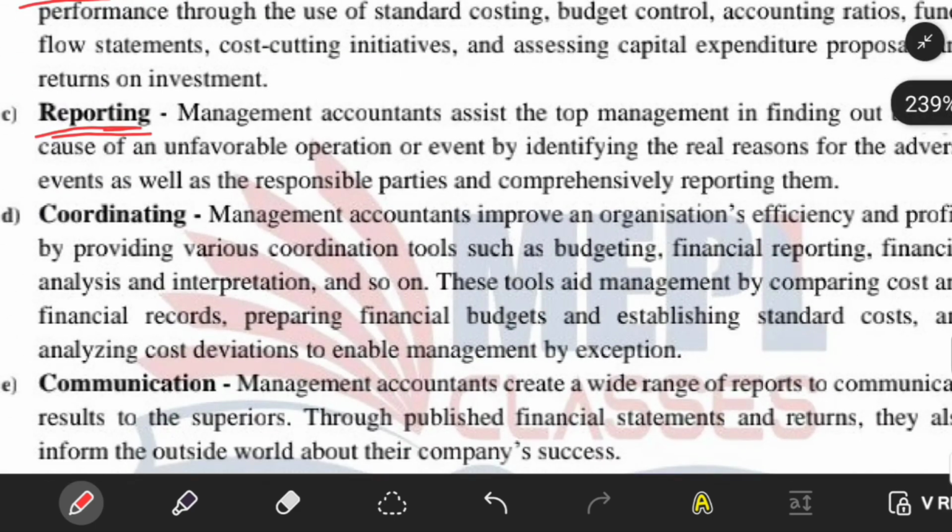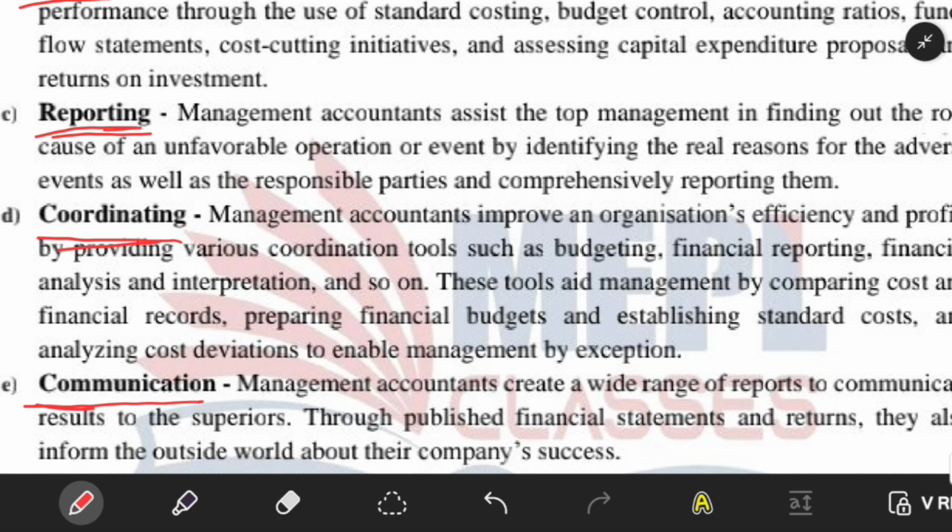And the fourth point is coordinating. In a company, different departments like production, sales and HR work together. So the management accountant acts like a link and ensures that all the departments are coordinated. For example, production should know how much sales is expecting, and finance should know how much money is needed for raw material. So all the departments are interdependent on each other.